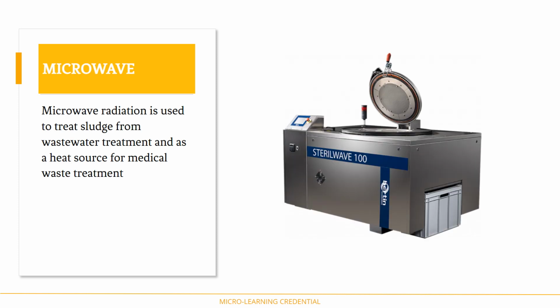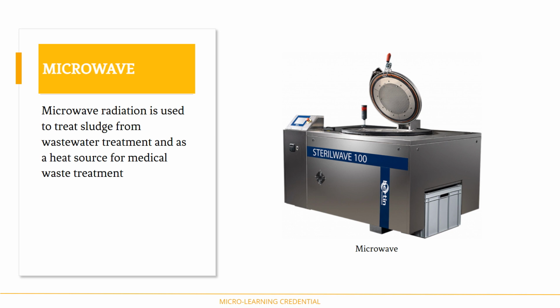Microwave radiation is used to treat sludge from wastewater treatment and as a heat source for medical waste treatment. On-site microwave treatment equipment and transportable treatment trucks are both options for this method. Only when there is water in the waste can microwave disinfection work because the radiation operates directly on the water, not the solid waste components. As a result, humidifiers are frequently included with treatment units. Microwave treatment of medical waste is less expensive than burning, albeit it does not chemically modify hazardous materials like incineration does.